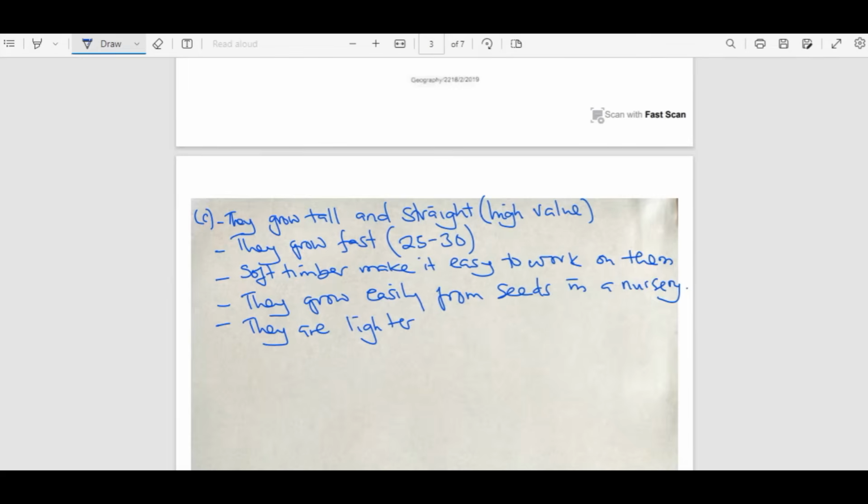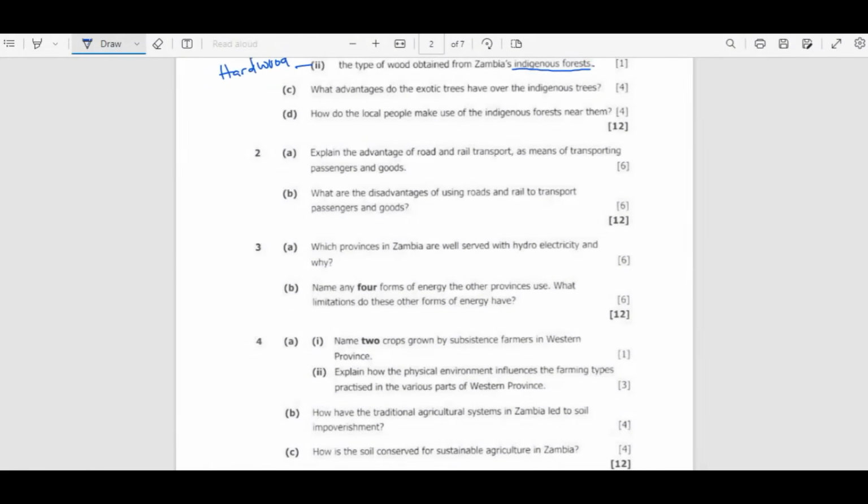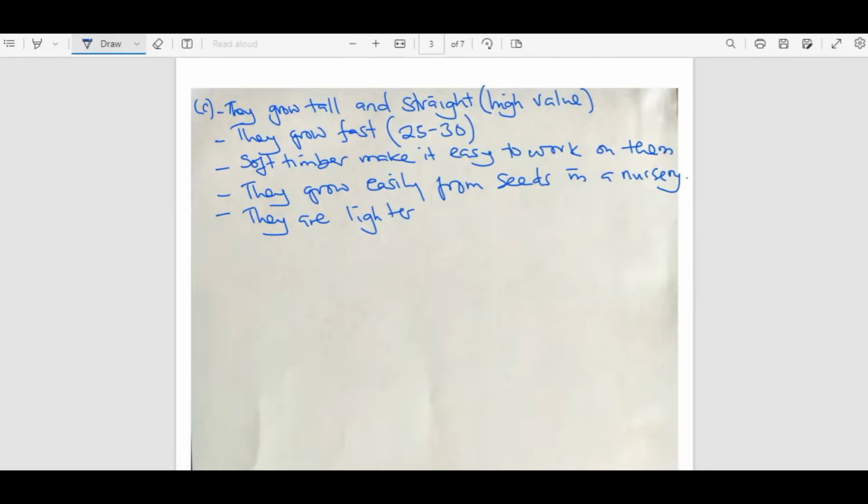Okay, so these were the answers needed on question 1C. Okay, let us look at D. How do the local people make use of indigenous forest near them? So we are looking at the importance of indigenous forests to the people around the forest. So we are looking at the benefits of indigenous forests.